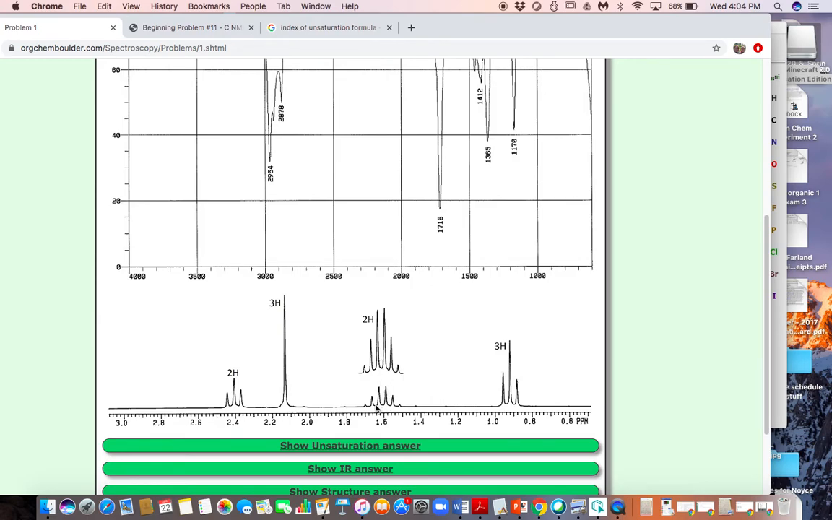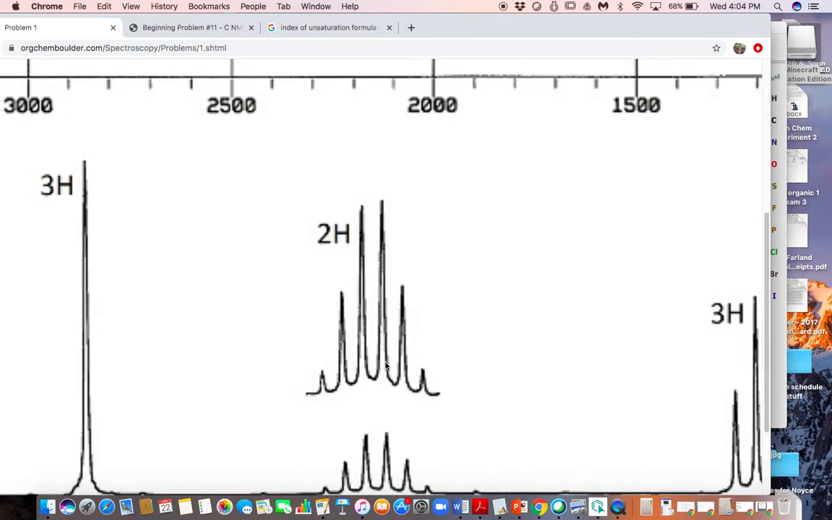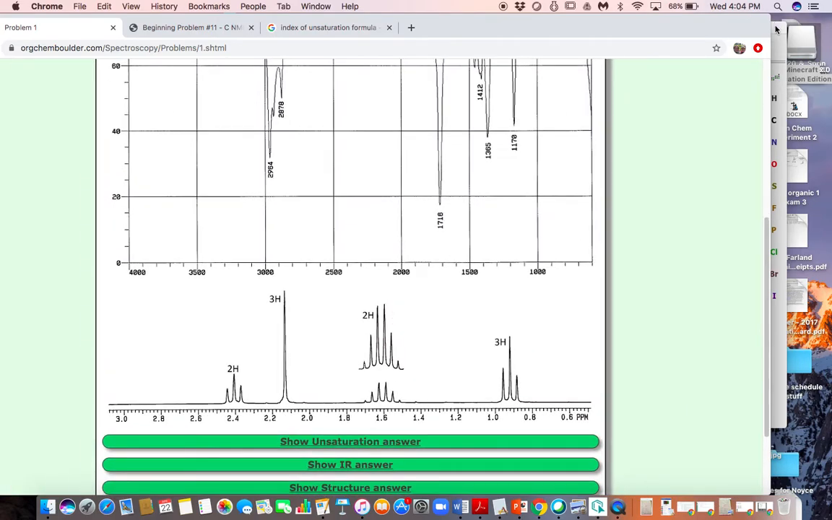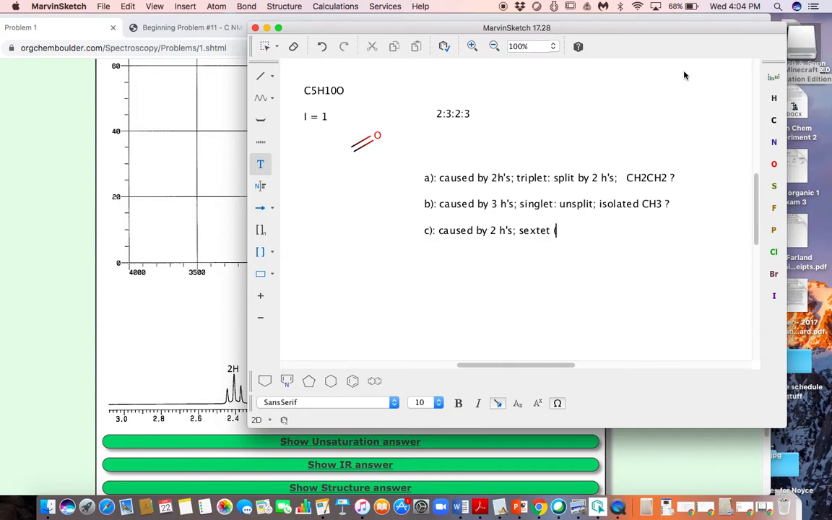Now what they did here was they sort of magnified the image. I'm going to magnify it some more. And I'm kind of undecided, because you see it's like little tips here. This one looks a little bit split. This one looks a little bit split. So I don't know if this is a regular sextet or if it's caused by complex splitting. So I'm just going to make a note of it.